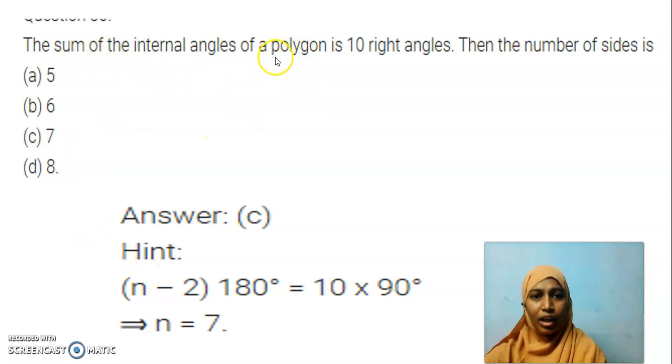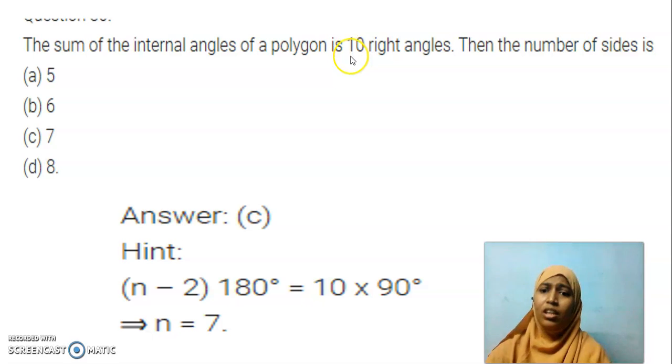The sum of internal angles of a polygon is 10 right angles. Then the number of sides is dash. Read the question. The sum of internal angles of a polygon is 10 right angles. It doesn't mean that they have 10 angles. 10 right angles in the sense 10 into 90. 10 into 90 is 900. So the sum of internal angles is 900. That's what it should mean. And this 10 right angles will not mean it has 10 angles. If that polygon has 10 angles, it will have 10 sides. But they didn't say the polygon has 10 angles. They are saying the sum of them.